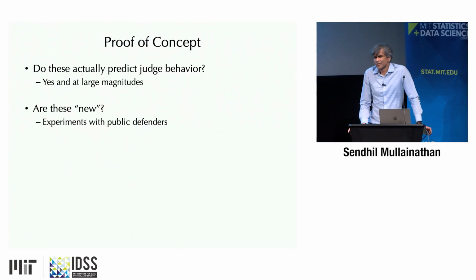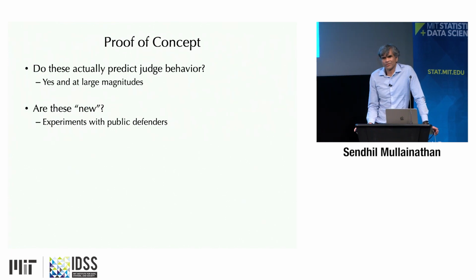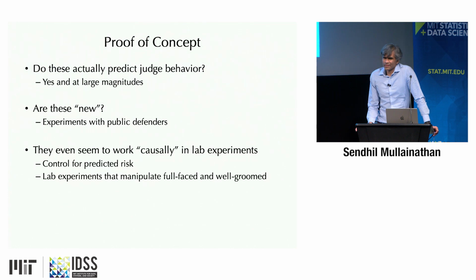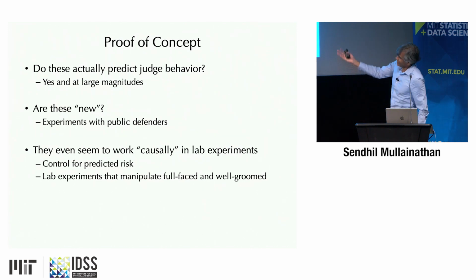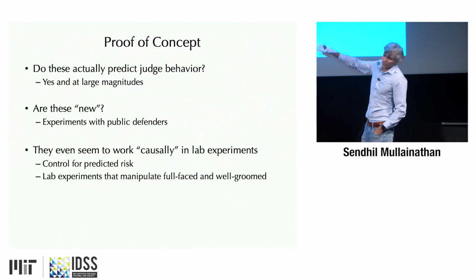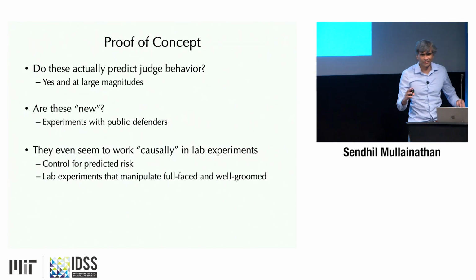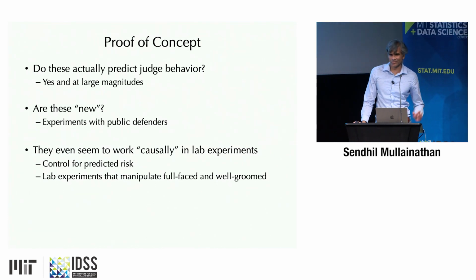Are these new? Well, you can go back to public defenders. You can ask them to list features. Some public defenders list well-groomed. None of them list fat-faced, full-faced. They even work causally in lab experiments. You can have people decide who to jail based on the entire thing, and you can give some people randomly manipulated photos along these dimensions, and they affect things. It's also the case that these features, you may be curious, don't actually predict risk. So this is not some, oh, we found facial features that predict actual risk. These almost certainly appear to be biased by the judge.